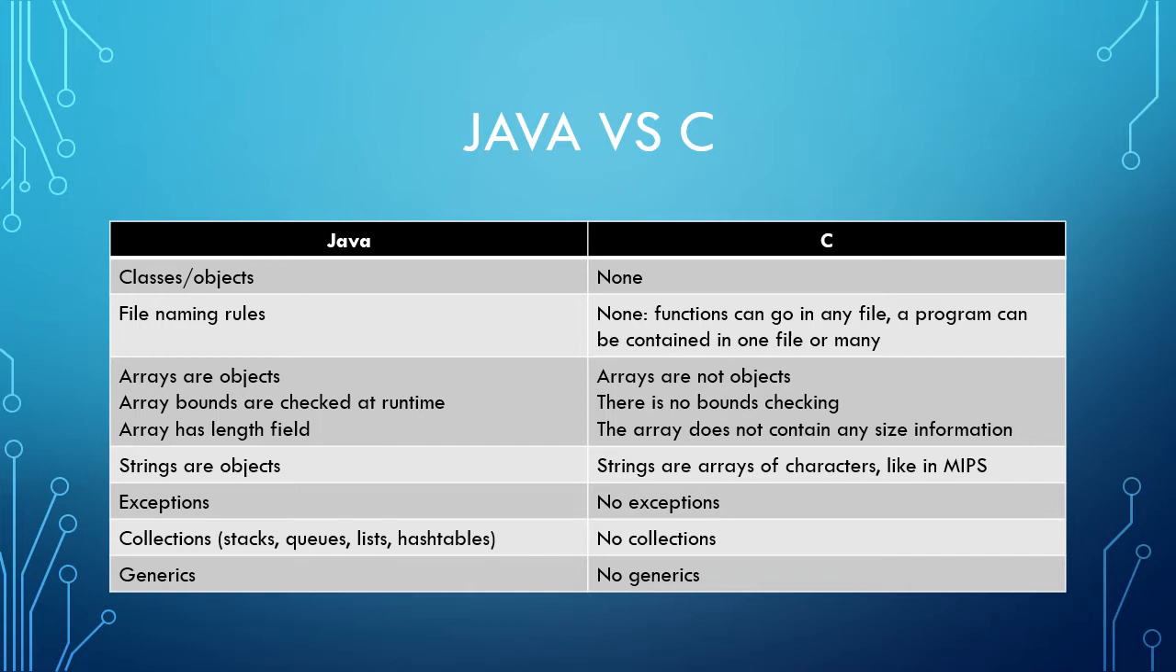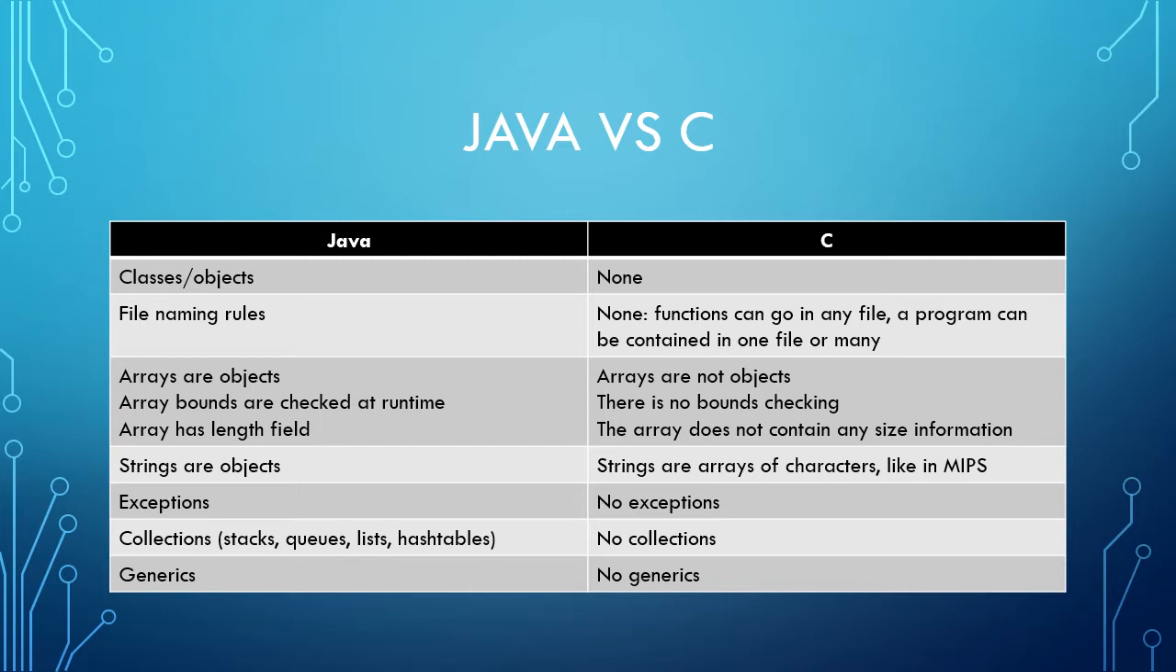In C, arrays are not objects. There's no bounds checking at runtime. So if your subscript gets out of bounds and goes too far, that's going to result in some kind of unpredictable error. There's no way to check that unless you have a separate variable or you've hard-coded the size of the array, because the array itself does not have any size information. There's no way to tell how big the array is just from the array variable itself.